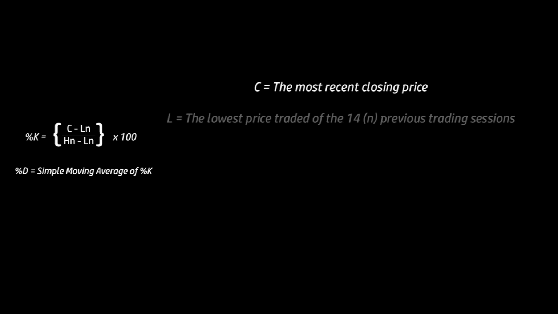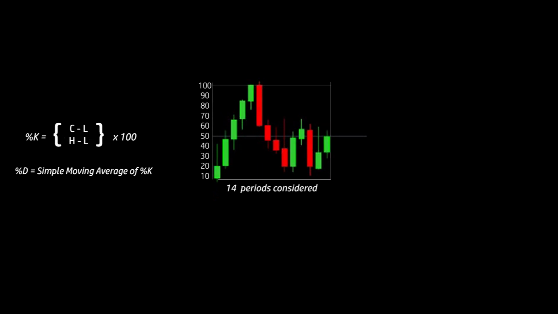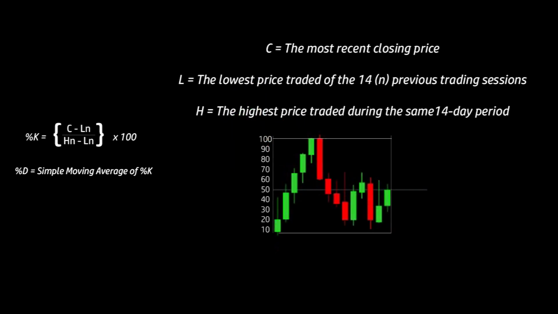C stands for the most recent closing price, L means the lowest price traded of the 14 candles you're looking at, while H is the highest price traded during the same period. In this chart, we'll be looking at 14 periods ranging from 10 to 100. So in the chart we're looking at, the highest point is 100, the lowest point is 10, and the most recent closing price is 50.